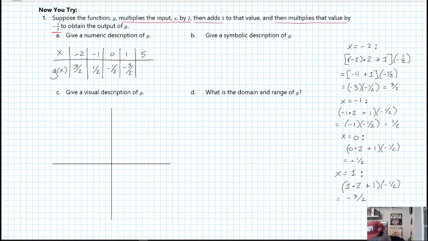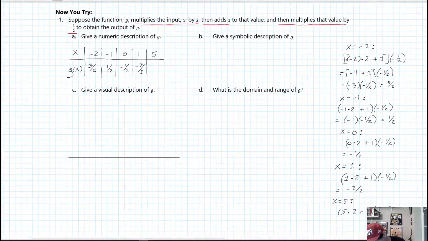All right, one more here. We've got an input of 5, say. So we'll take 5 times 2 plus 1, and then take all of that and multiply it by -1/2. And here we'll get 10 plus 1 is 11 times -1/2 equals -11/2. All right, we'll just leave it at that.